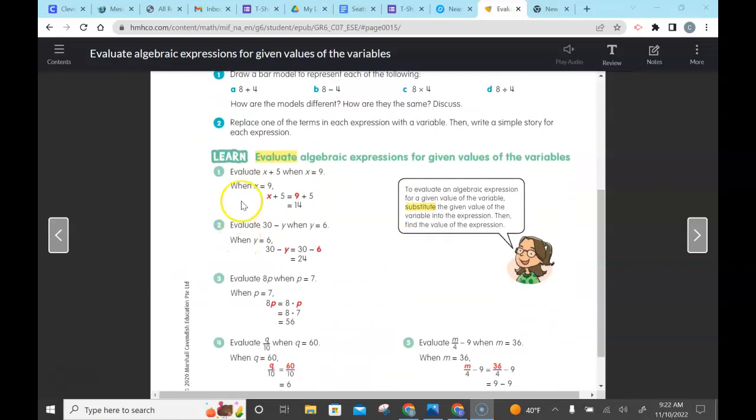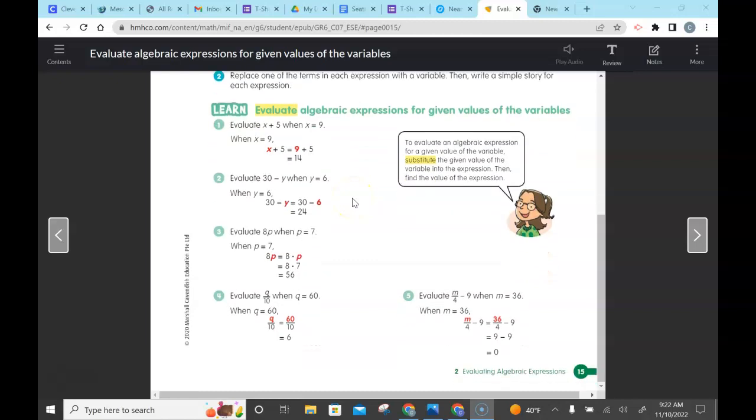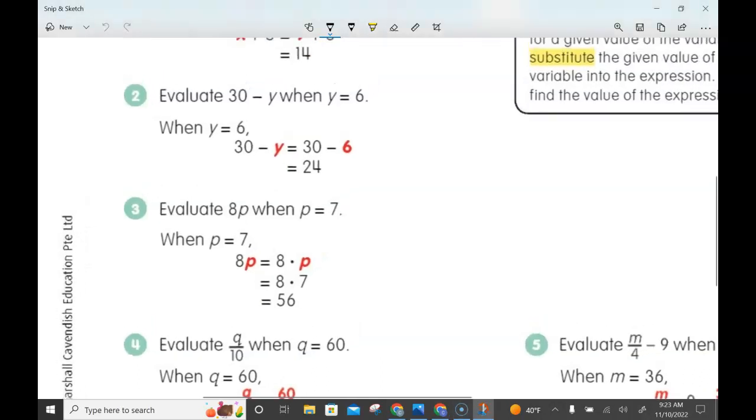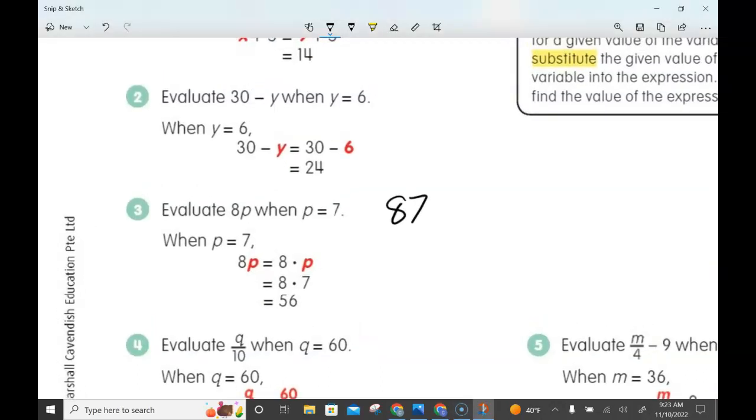So let's take a look at, first of all, evaluating algebraic expressions for given values of the variable. Let's take a look at number 3. It says evaluate 8p when p equals 7. Now remember, anytime a number is next to a variable, that always means the operation is multiplication. It's understood, so it's not going to show you that necessarily. So what we do is we plug in 7 for p. Now what we don't do is just write 87. That's not what they're asking. Remember, it's multiplication, so we keep the 8 there, multiply by 7, and that will give you 56.